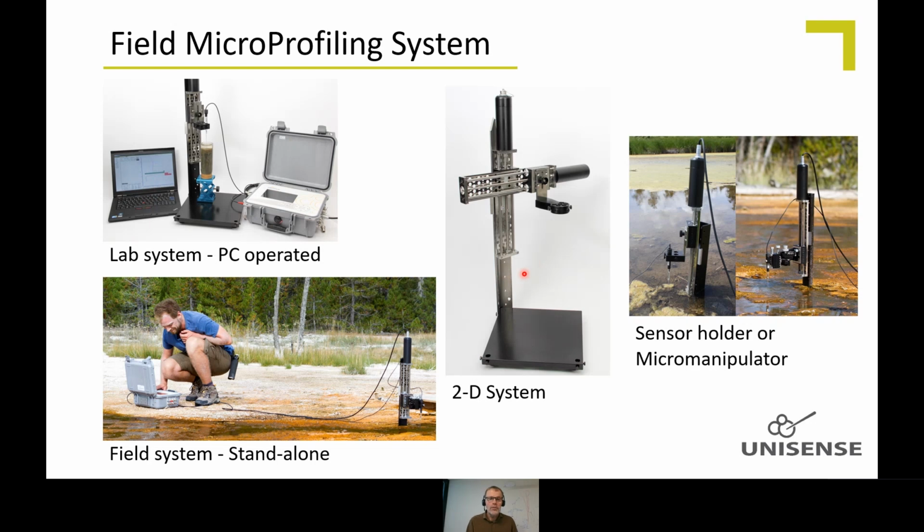You can also use it as a two-dimensional system. So here an extra motor is mounted horizontally, so you can measure a series of profiles automatically. You can make one profile, take out the sensors, move horizontally, and make another set of profiles and so on. It comes with this 6 sensor holder. We also have a 4 sensor holder, but you can also mount a micromanipulator on it if you want the opportunity to easily manipulate the sensor horizontally here.